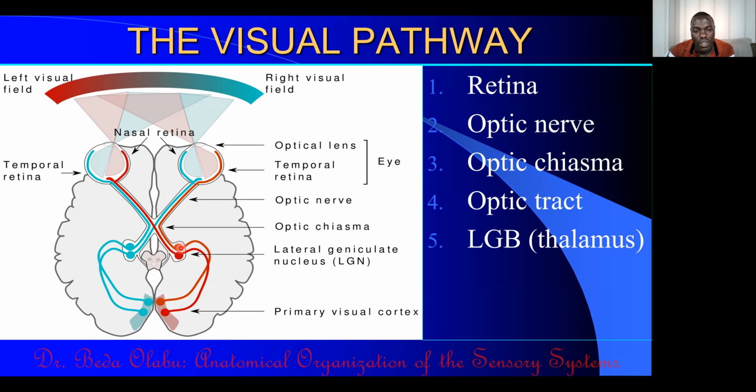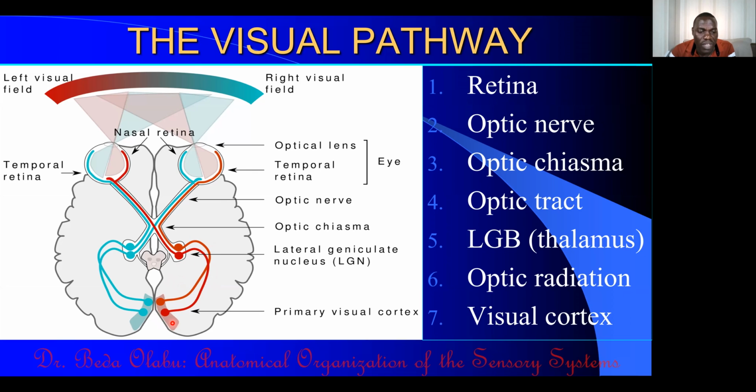From the thalamus, we have third order sensory neurons for vision, which come from the thalamus to the cerebral cortex. Those neurons constitute what we call the optic radiation. So this is the optic radiation. From the optic radiation, the neurons will terminate in the cerebral cortex. The specific region where the neurons terminate is what we call the primary visual cortex, located in the occipital lobe, Area 17. Great, so that is the visual pathway.